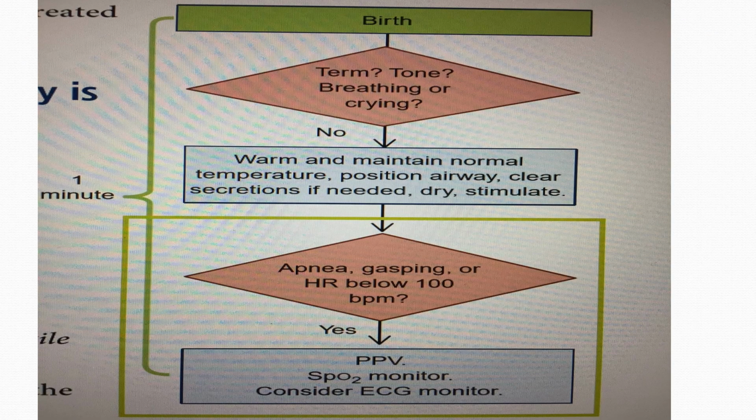So, birth, term, preterm, poor tone, apneic, gasping, we continue warming, maintaining normal temperature, positioning airway, clearing secretion if necessary, drying and stimulation. And by this, if after 1 minute the baby is apneic, gasping, or heart rate is less than 100, then we start positive pressure ventilation with SpO2 monitoring and ECG monitoring also.